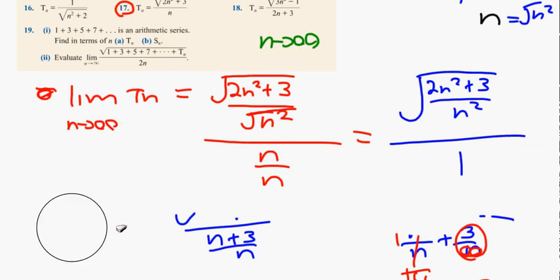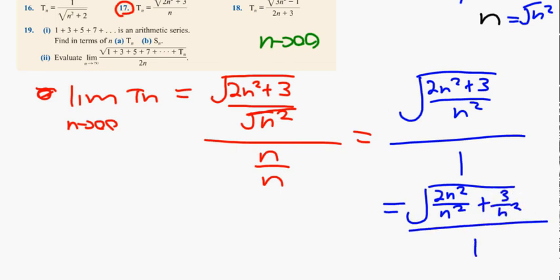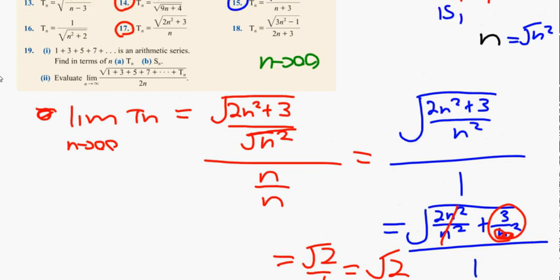And then finally, what we're going to have here is a square root of, split up the fraction, 2n squared over n squared plus 3 over n squared all divided by 1. The n squareds cancel. This turns into infinity squared. That turns into 0. So we're going to have the square root of 2 over 1, which equals root 2. Okay, so that's the end of this exercise now.